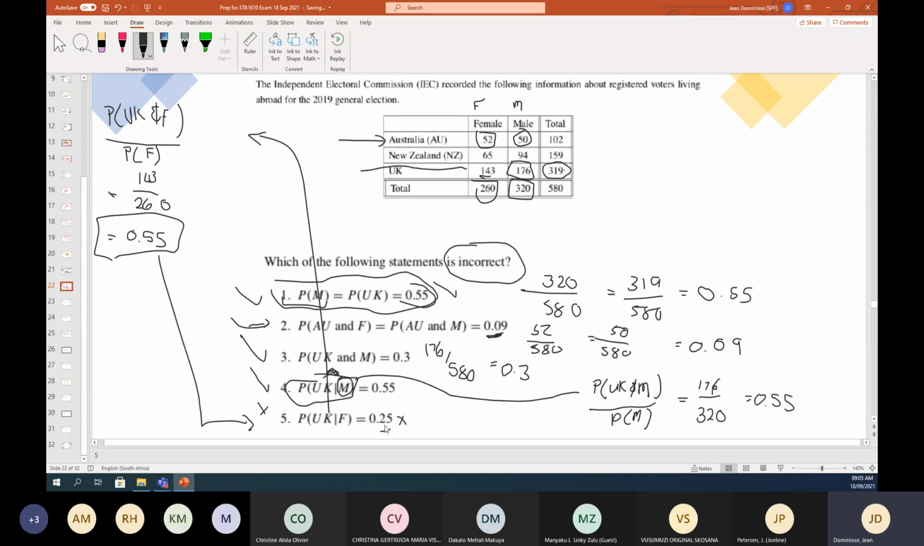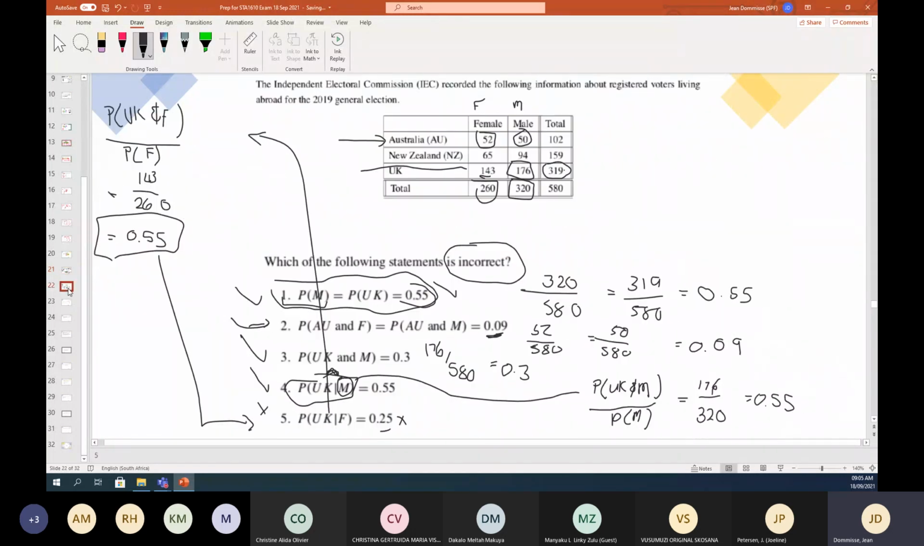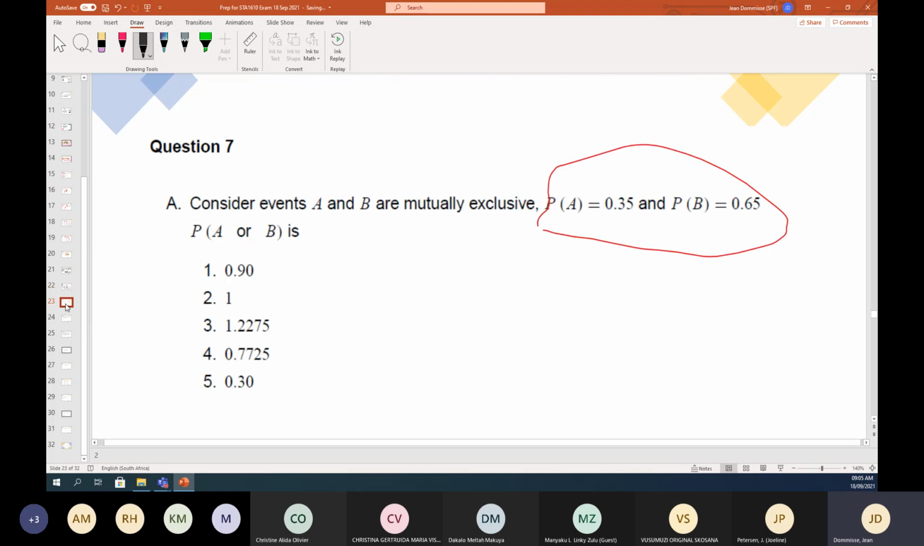So basically from the same table, where they also ask us about mutual exclusivity and independence, they can ask us to work out just the normal probabilities of certain options. Okay, and then we go into the probabilities where they actually don't give you a table.